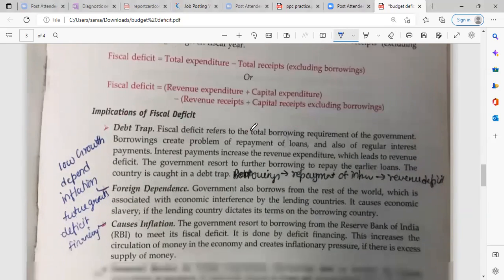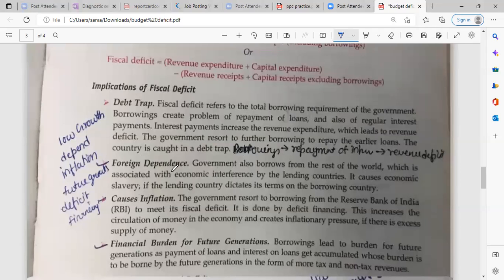Okay, now quickly we will move to implications. These implications are very important because in the exam hall there are high chances that out of these three they'll be asking you questions related to fiscal deficit. Okay, the first implication is debt trap.